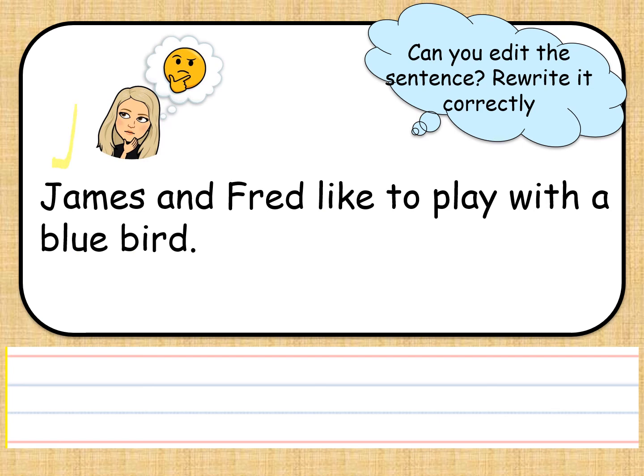Okay, I've got my capital letter at the beginning and my full stop at the end. James and Fred, well done. Fred needs a capital letter because it's someone's name. Like, who can remember that split digraph? Like. To play. Now play has the digraph A, may I play, not a snail in the rain. With a blue is oo, give us a clue, and bird is whirl and twirl. This is where spelling and writing becomes really tricky in Year 1 because we're learning all of the different ways we can make those speech sounds.